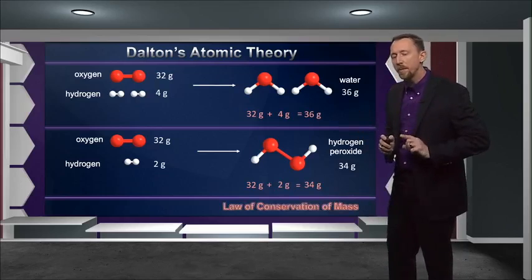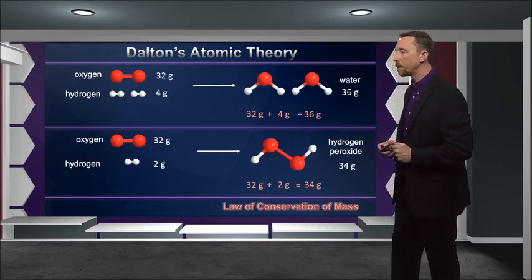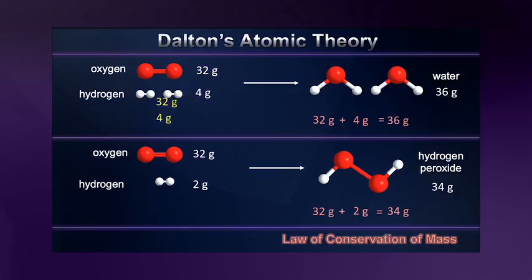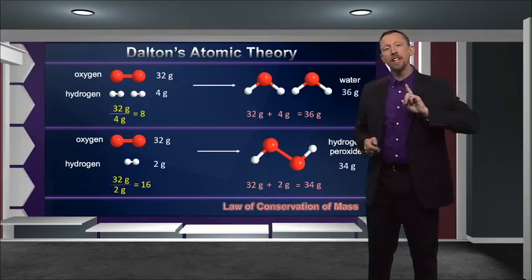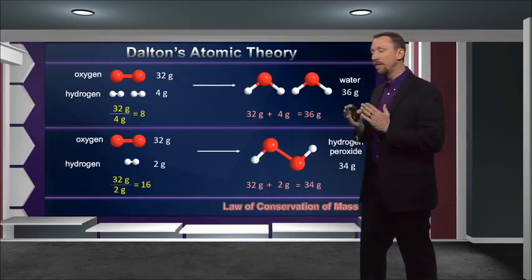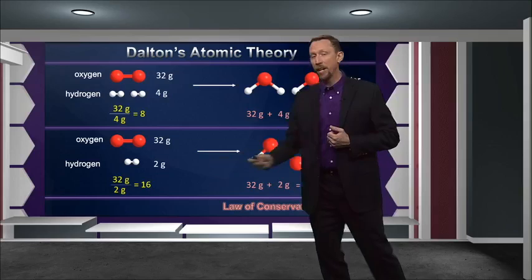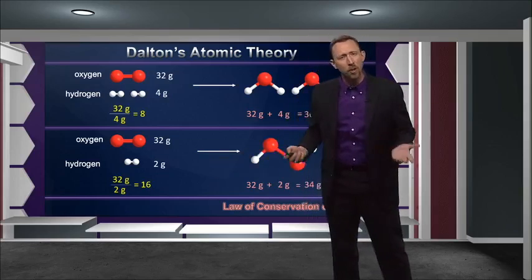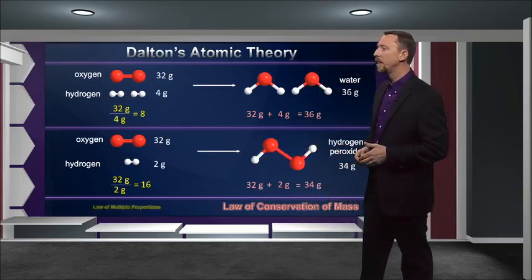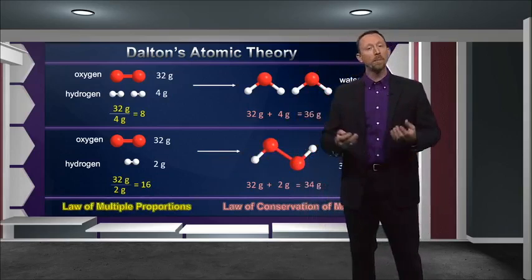Now, there's one more important observation that helped him to nail down the atomic theory. Notice that in this case, we have 32 grams of oxygen per 4 grams of hydrogen. In other words, a ratio of 8. And in our lower reaction, we have a situation where 32 grams of oxygen are reacting with 2 grams of hydrogen for a ratio of about 16. And notice that those two ratios themselves are very simple whole number multiples of one another. In other words, you either can have a ratio of 8 or a ratio of 16, which is double that, but never in between. So Dalton noticed this and coined this the law of multiple proportions.